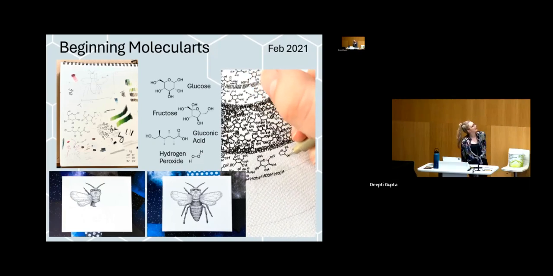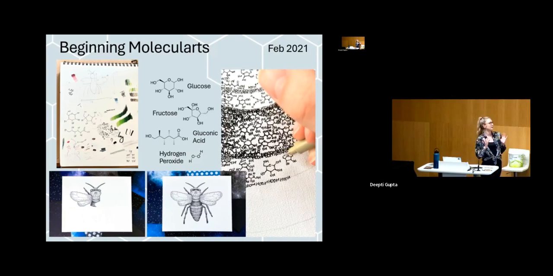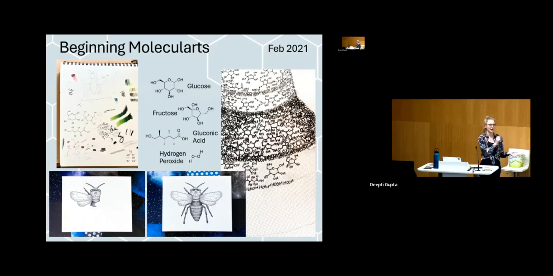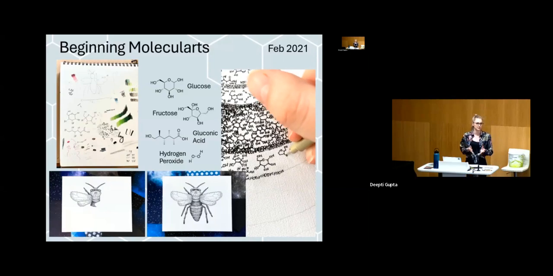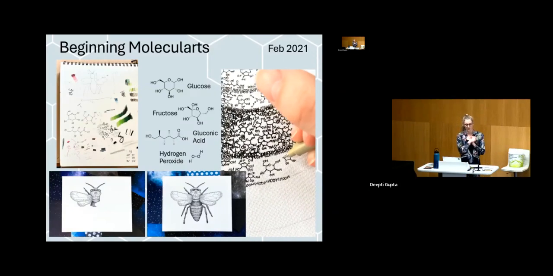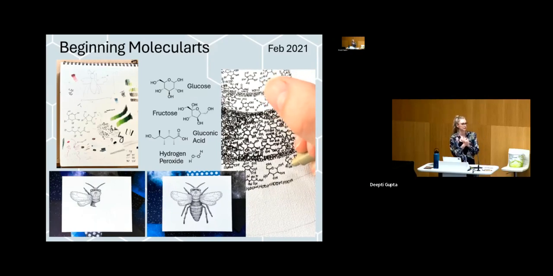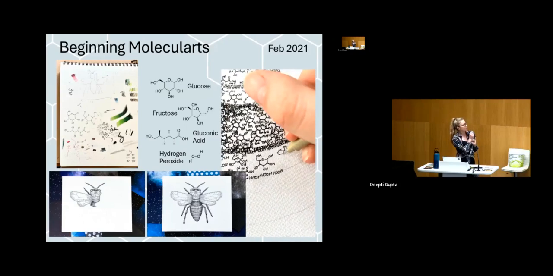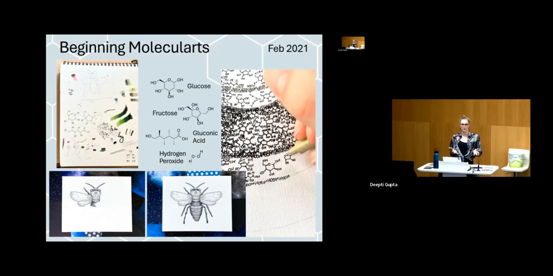And this has become something. The basis of my art is taking the molecular structures found within the thing I'm drawing and using a pointillism style technique to create that overall image. It's best to explain this with an example. On the screen, you can see my original bee drawing. Basically what I did was take the molecules of glucose, fructose, gluconic acid, and hydrogen peroxide, draw those out, layer them up, and use different pen thicknesses to try and create the overall image of a bee.